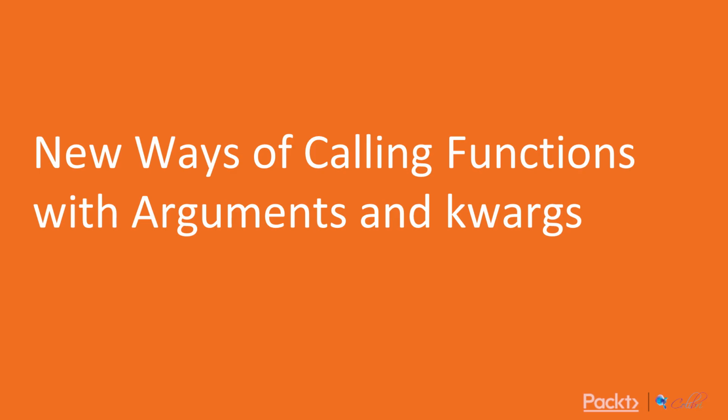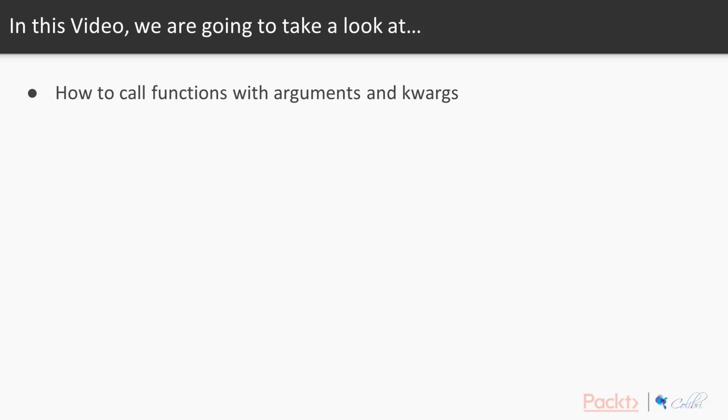So the first thing we're going to look at is focusing on new ways of calling functions with arguments and keyword arguments. What this means is there are multiple ways to call functions, and we also need to leverage the fact that functions are first-class objects in Python. And I'm going to show you the different variations of how we can call functions. Let's go in and take a look.